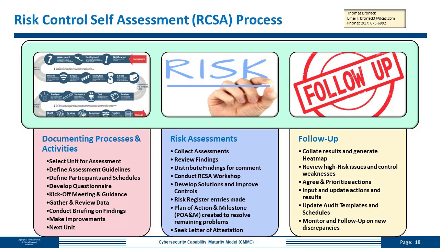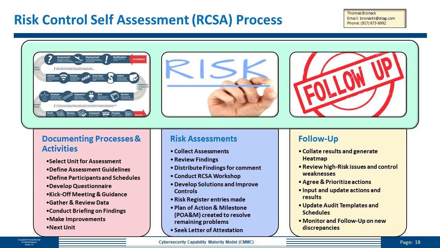Risk control self-assessment process. The risk control self-assessment methodology is reviewed in this slide and consists of documenting processes and activities associated with performing risk assessments and training all participants, so that you obtain the best information possible. Collecting and reviewing the risk assessment information obtained and controls implemented, adding outstanding risk to the risk register, and creating plans of action and milestones to correct risks. Follow-up schedules and tasks that should be performed based on the results of the heat map. Constantly make improvements in the risk process through the information obtained during this phase.